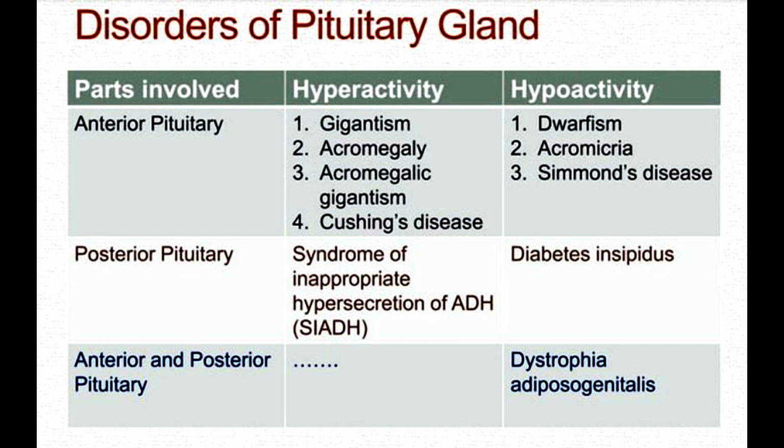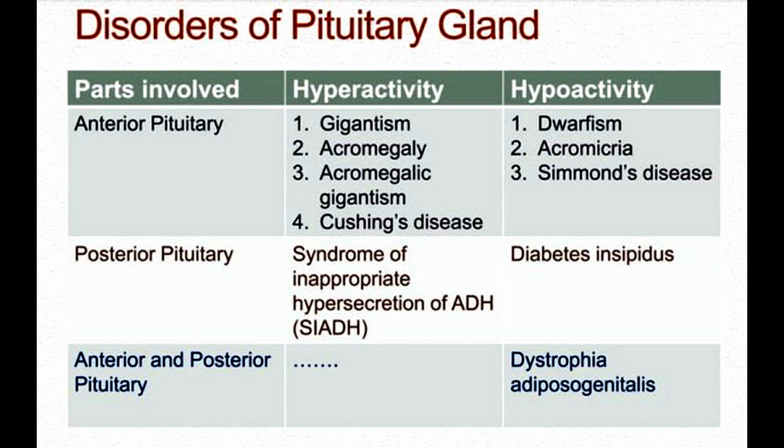What are the diseases that result from the hypoactivity of the anterior pituitary? Dwarfism, that is characterized by stunted growth. Acromicria is a disease in adults characterized by atrophy of the extremities of the bone. It is associated with hypothyroidism. The person becomes lethargic, obese, with loss of sexual activity.